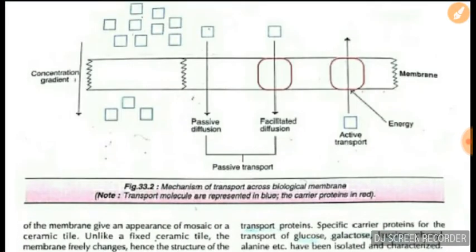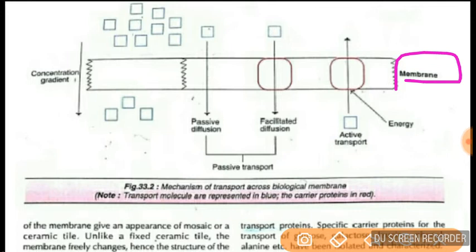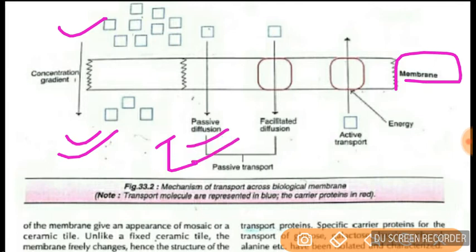Then this is a picture over here. This is the cell membrane. You have to remember that this is the semi-permeable membrane. There is high concentration of solutes outside the cell, and inside there is very less concentration of the molecules. So the first one is passive diffusion. In this, normal diffusion is going on, that is, the molecules are going to the lower concentration, they are going inside the cell. Just see the arrow over here. And no energy is needed. It is a very important factor.